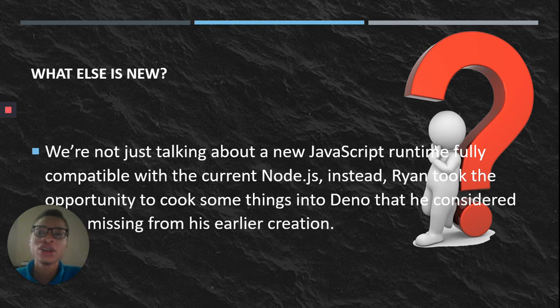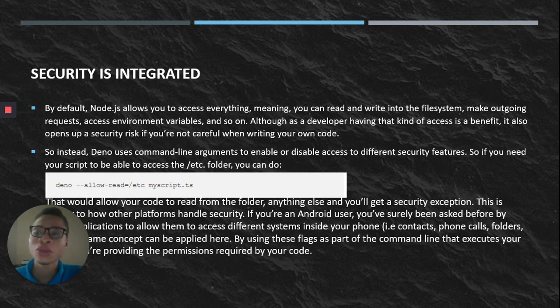Now, by default, Node.js allows you to access everything, meaning you can read and write into the file system, make outgoing requests, access environment variables, and so on. Although as a developer, having that kind of access is a benefit, it also opens up a security risk if you are not careful when writing your own code. So instead, you use command line arguments to enable or disable access to different security features.